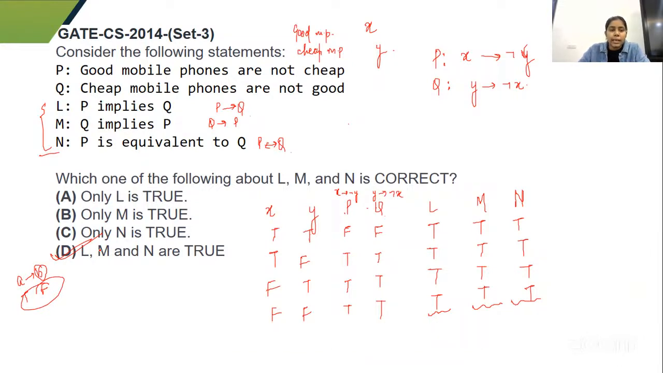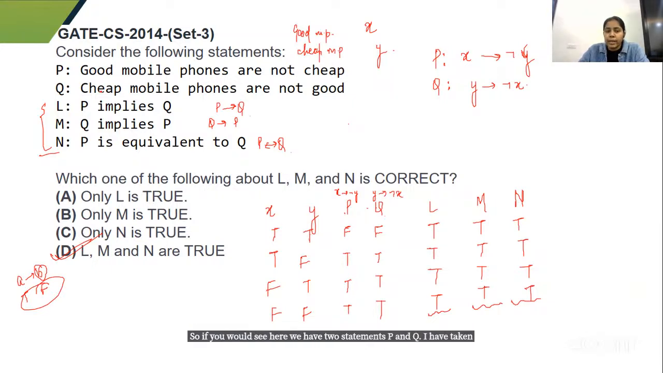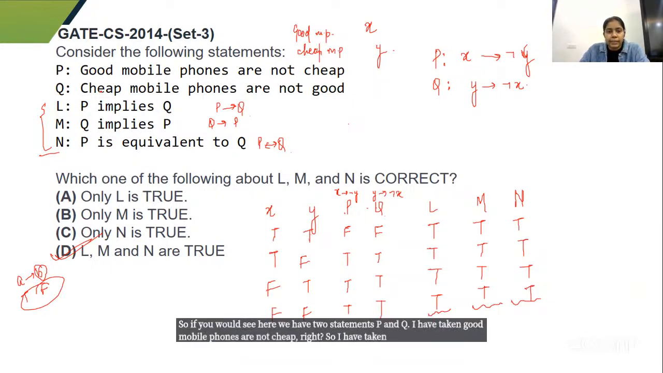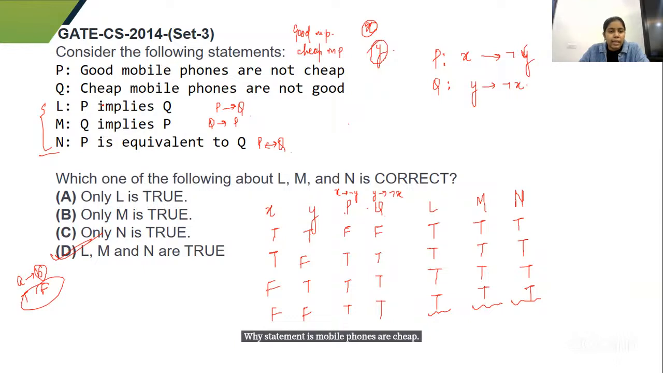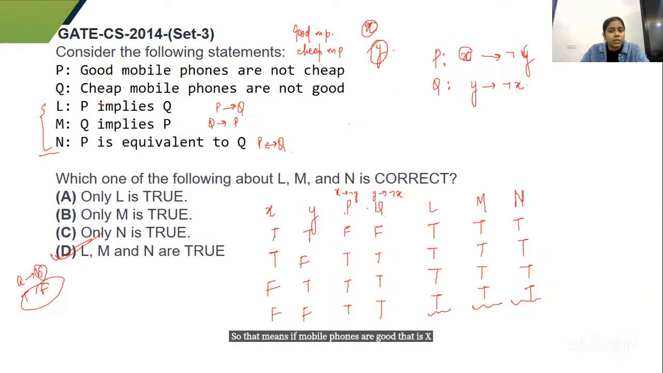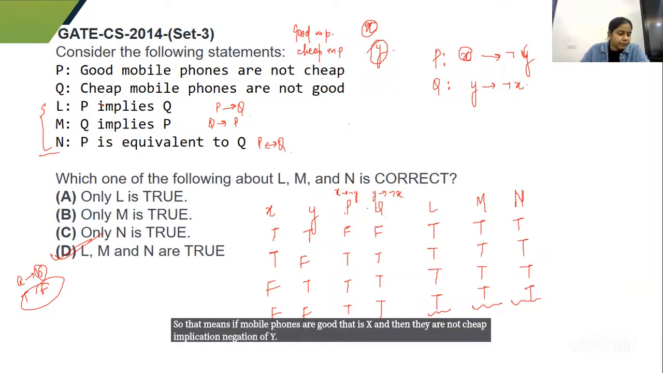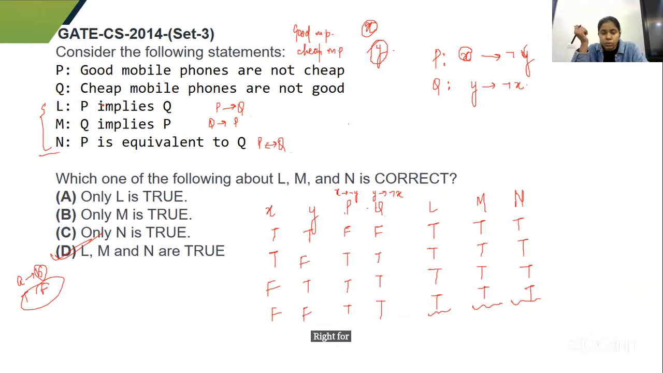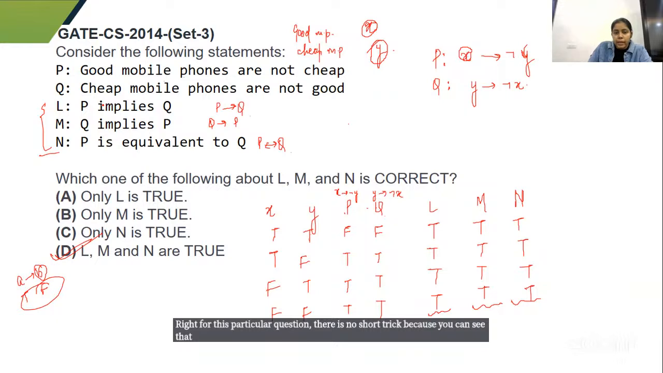So if you see here, we have two statements, P and Q. I have taken "good mobile phones are not cheap", right? So I have two statements, X and Y. X statement: mobile phones are good. Y statement: mobile phones are cheap. Now this P statement can be converted as: if mobile phones are good, then they are not cheap. So that means X implication negation of Y. For this particular question, there is no short trick, because you would write down here X implication negation of Y, right?